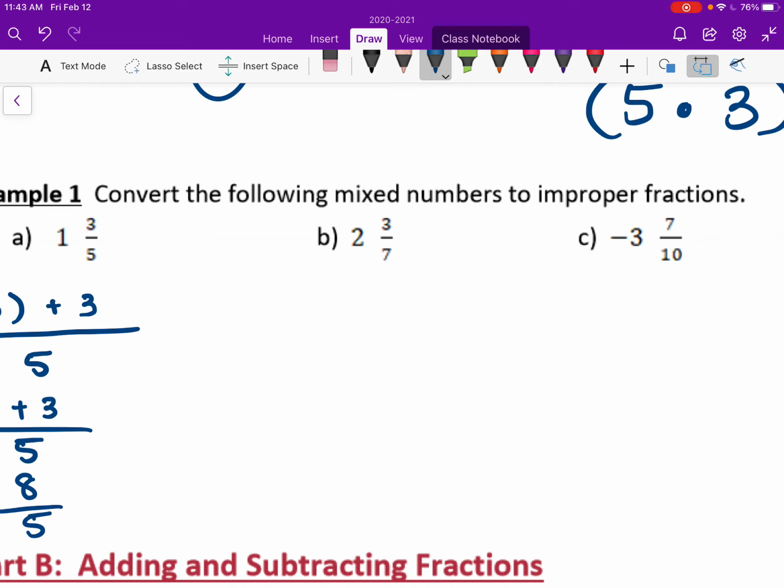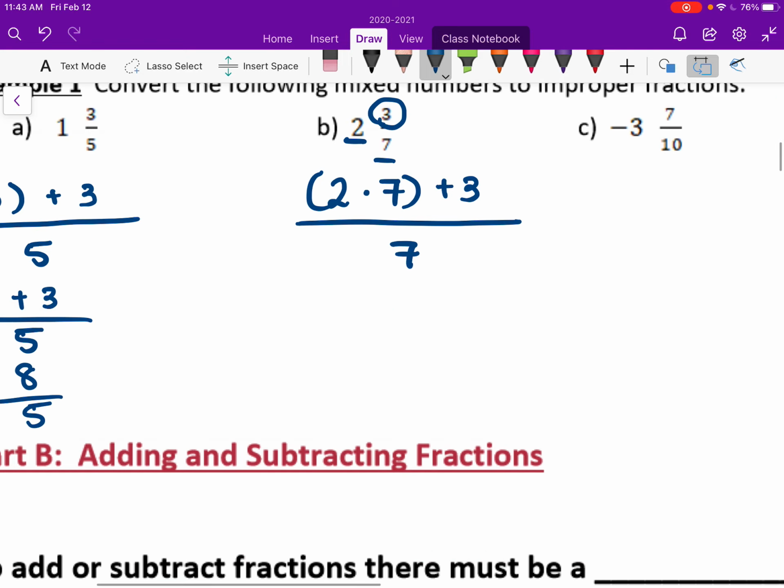Okay, welcome back. Right, so we're going to try doing these ones. So you're going to do 2 times 7 plus this 3 up here, divided by 7, which was just the number at the bottom. You leave it the same. 2 times 7 is 14, plus 3. I'm just going to go and write that 14 plus 3 divided by 7. 14 plus 3 we know is 17 over 7.